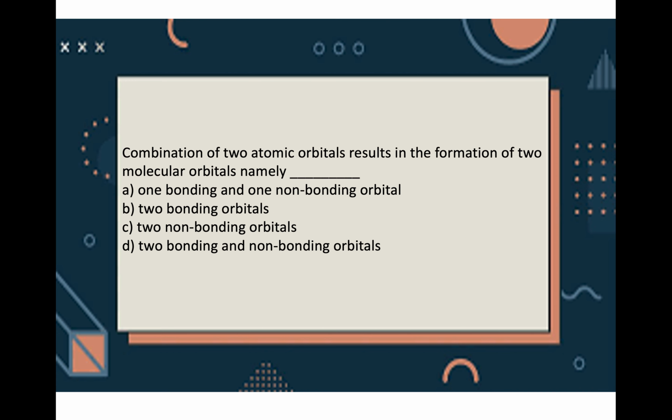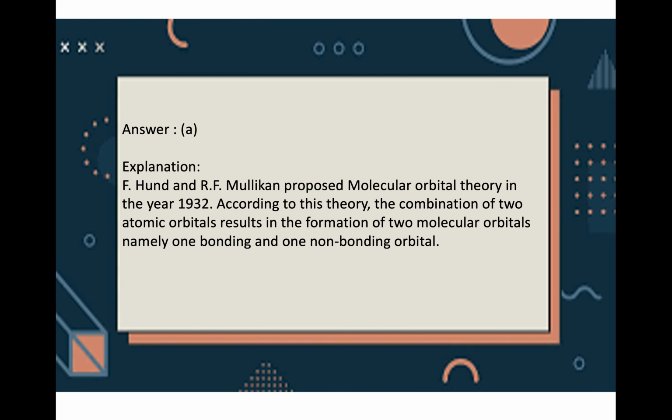Okay, the combination of 2 atomic orbitals results in the formation of 2 molecular orbitals, namely A, 1 bonding and 1 non-bonding orbital, B, 2 bonding orbitals, C, 2 non-bonding orbitals, D, 2 bonding and non-bonding orbitals. The correct option is A, 1 bonding and 1 non-bonding orbital. See, Hund and Mulliken, they both proposed molecular orbital theory, MO theory, in the year 1932. So, according to this theory, when 2 atomic orbitals combine, it results in the formation of 2 molecular orbitals, namely 1 bonding and 1 non-bonding orbital.